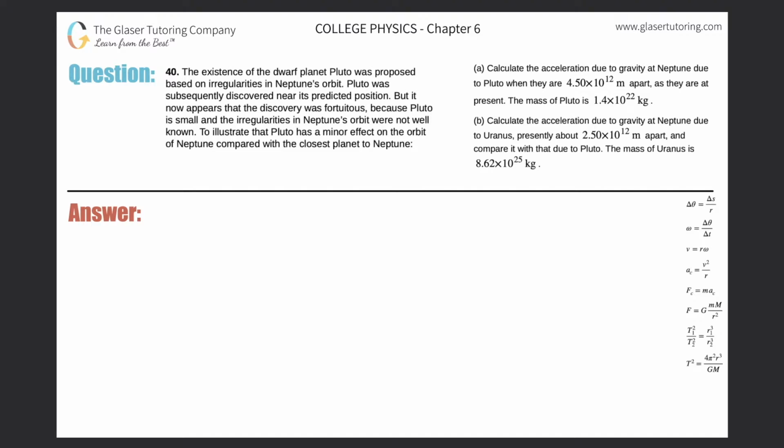Letter A, calculate the acceleration due to gravity at Neptune due to Pluto when they are 4.5 times 10 to the 12 meters apart, as they are at present, and the mass of Pluto is 1.4 times 10 to the 22 kilograms. All right.